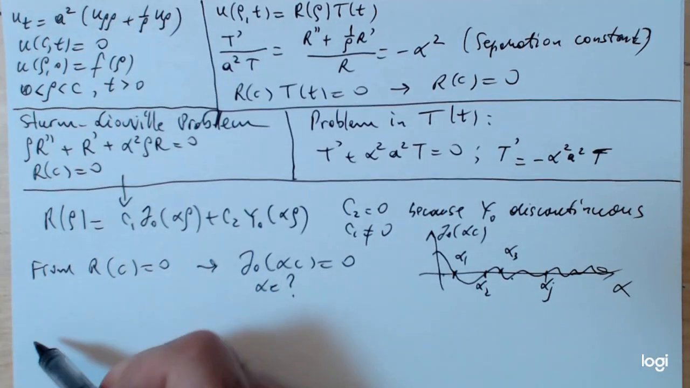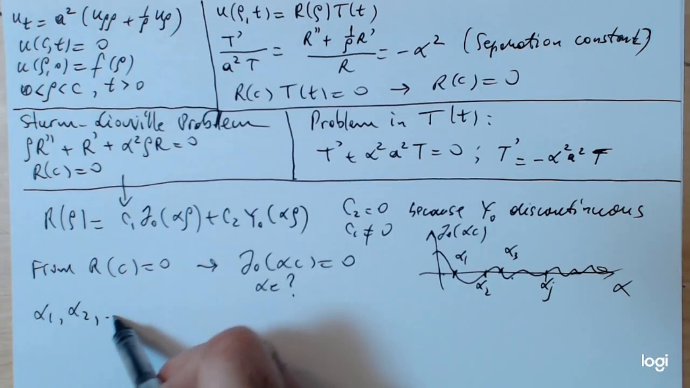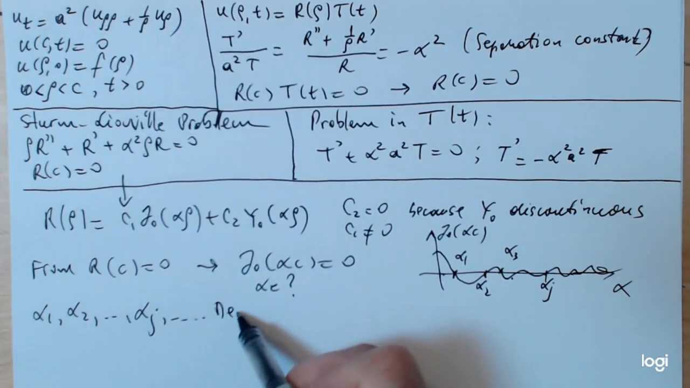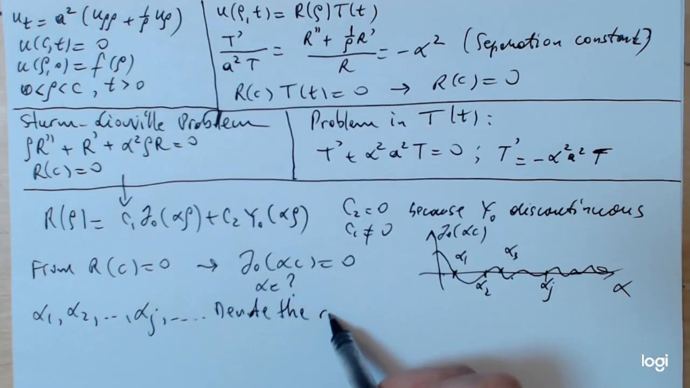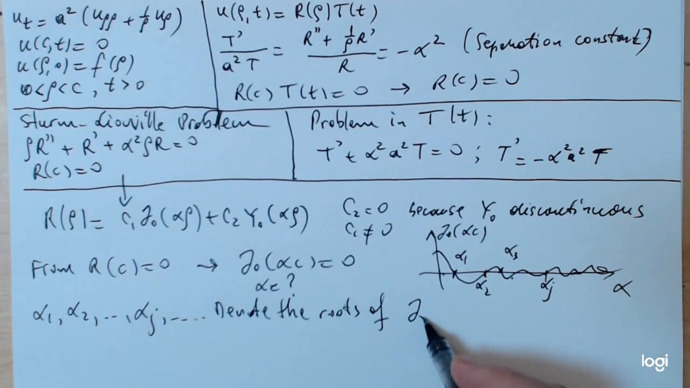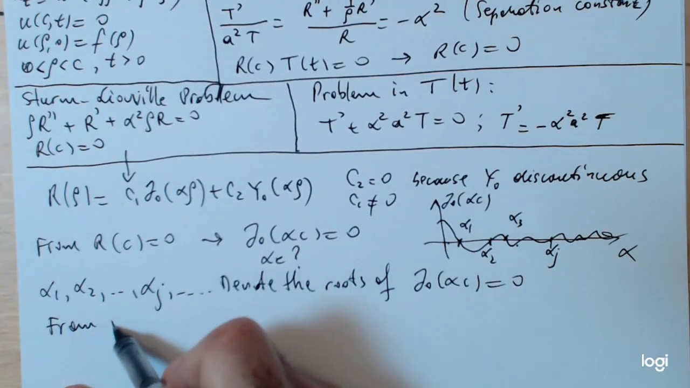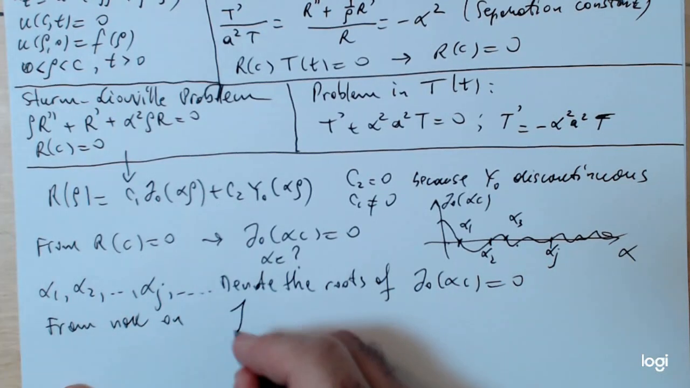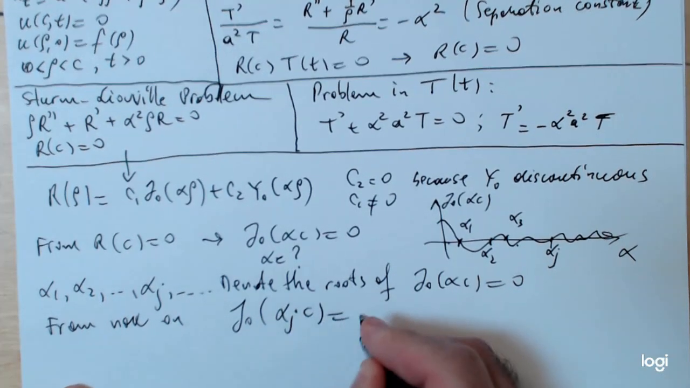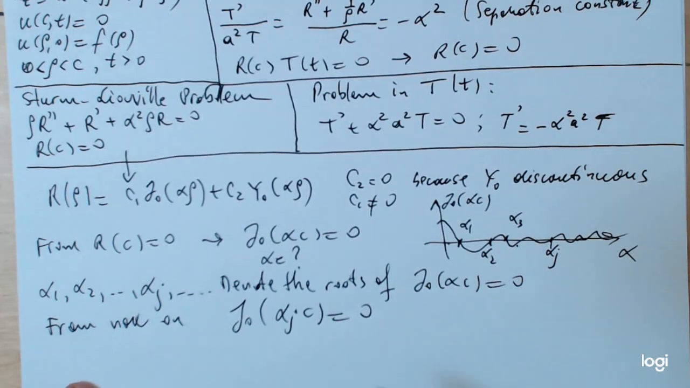So let's write it down again. Alpha 1, alpha 2, alpha j, and so on denote the roots of J naught of alpha c equals 0. So from now on, know that J naught of alpha j c is equal to 0. If you plug in any of these roots into J naught of alpha c, you always get 0, because by assumption, you denoted alpha 1, alpha 2, and alpha j to be the roots of this equation.